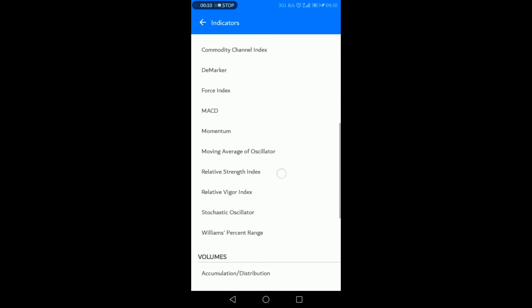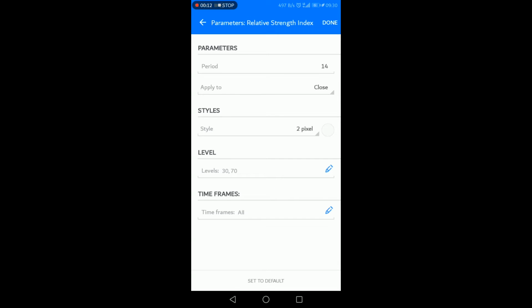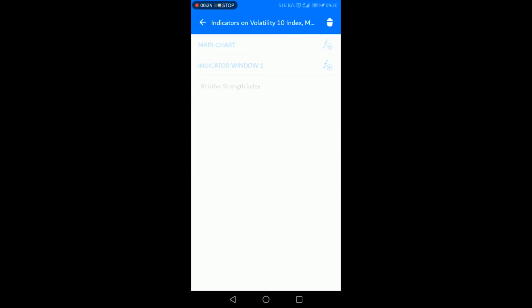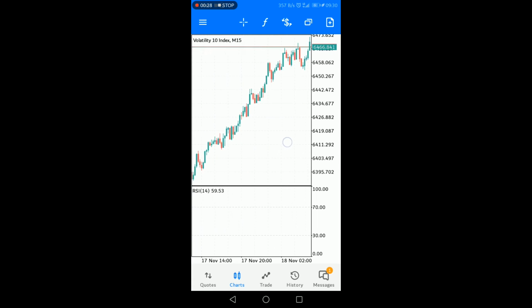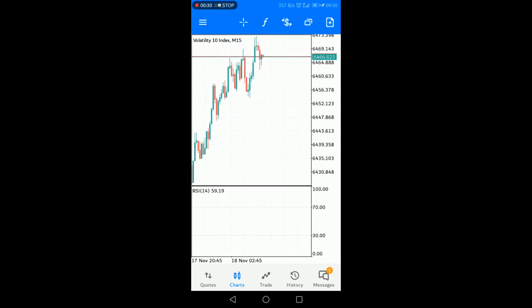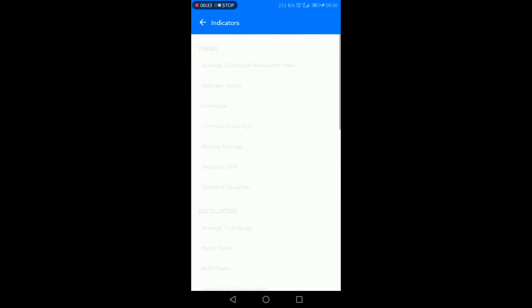The RSI is going to give us the overbought and the oversold of the market, and we want to set this tile to white. Make sure this tile is the same color as the background. Then you click OK. The period is 14, and you're going to see these two lines right here, the RSI lines. We have the 70 and the 30, and then you go again to the indicator window.